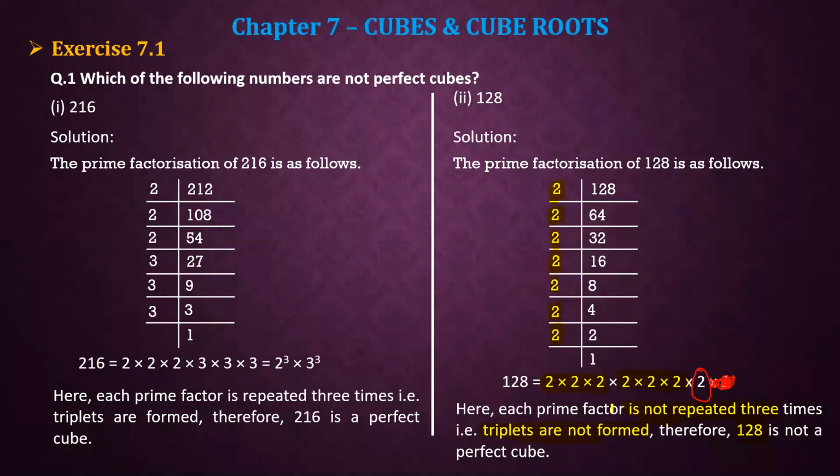So in this way, we are using the prime factorization method, and with the help of this method we can determine whether the given number is a perfect cube or not. That is very important. So in this way, we have obtained the solution for question number 1. That means we have identified which numbers are perfect cubes or not. The first one is a perfect cube and the second one is not a perfect cube.